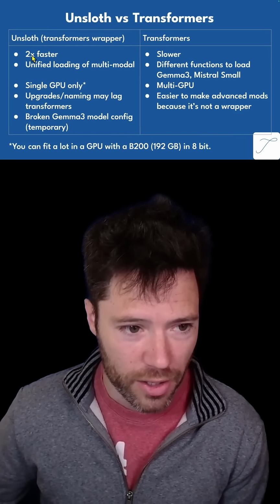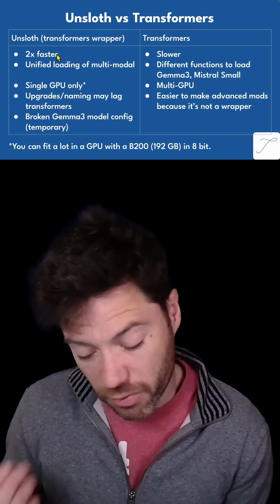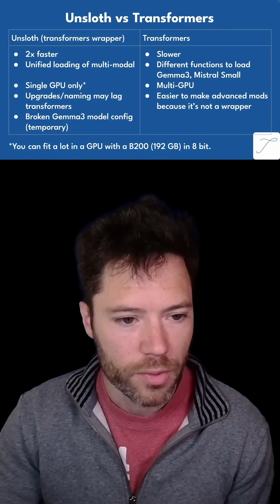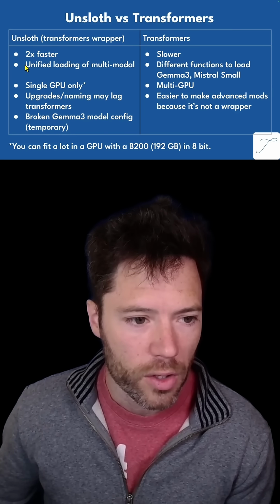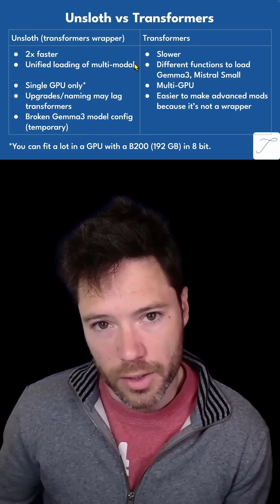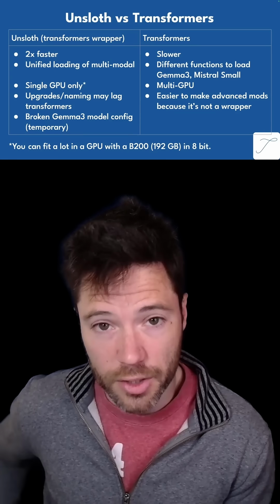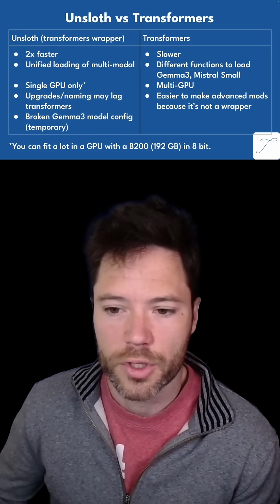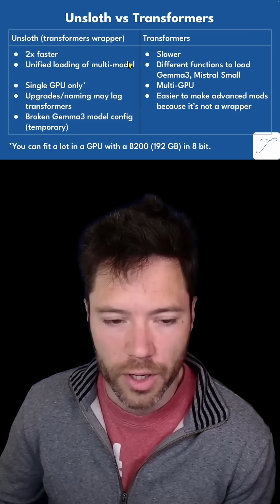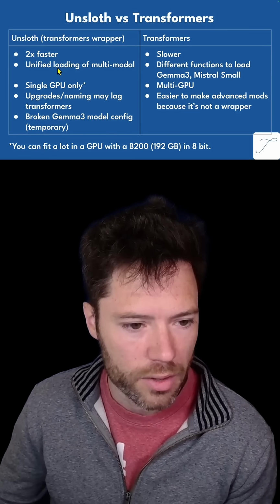So Unsloth generally is 2 times faster than Transformers. And that's because of a variety of tricks. It's not just one thing. It's like the accumulation of about 5 or 6 tricks that result in faster fine tuning. Also, Unsloth provides a unified function for loading multimodal models. So if you have a model like Gemma 3, which is multimodal in sizes larger than 4B, you need to change the function that you use to import that model if you're going to use Transformers, whereas with Unsloth, it's just unified how you load that model. So that makes it a lot easier to have one script that supports a lot of different models.